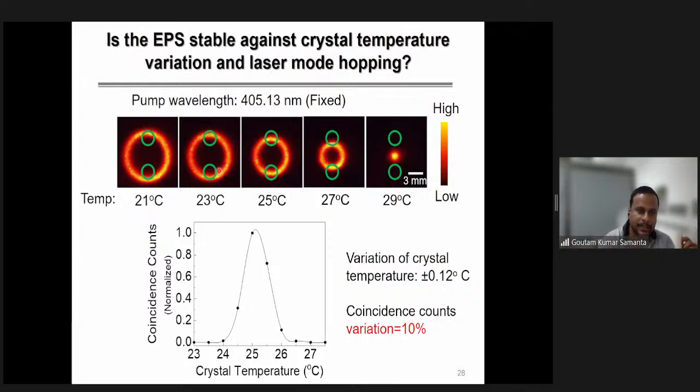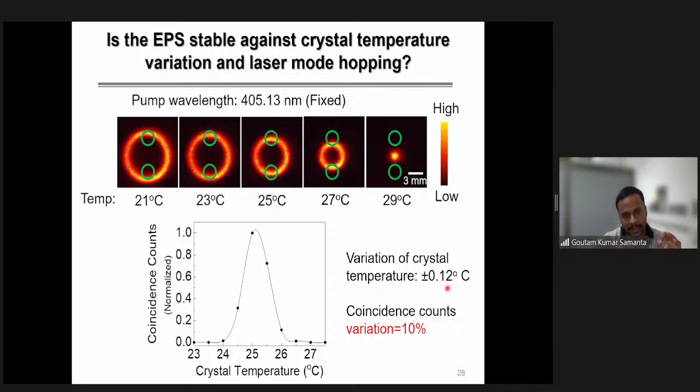At the same time, if the temperature goes below the set temperature, then again the same thing happens. So that means my fixed detection system will miss the photons. My crystal temperature problem, the designer said, okay, you have this problem. And then we tried to understand how much is the variation. So if you fix this and then change the crystal temperature, you can see the coincidence counts come in this shape and fall. If we make an estimate, the coincidence count variation of 10% comes from a crystal temperature variation of plus or minus 0.12 degrees centigrade.